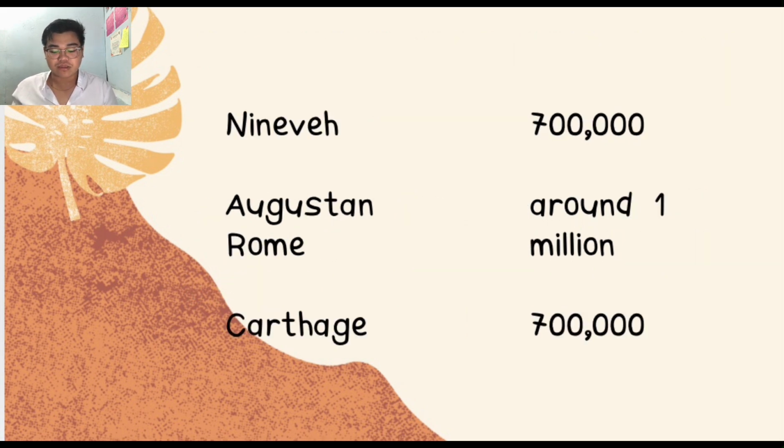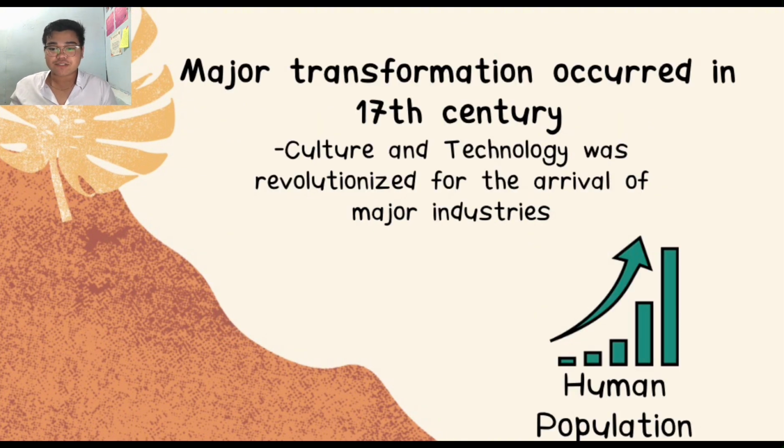Early cities with large population number have emerged, such as Nineveh in Iraq with 700,000 in population, the Augustan Rome with around 1 million in population, and the Carthage at its fall in 146 BC has 700,000 in population. Major transformations occurred in 17th century.